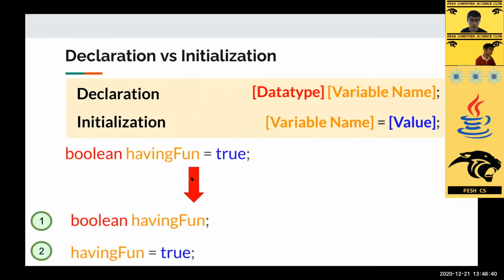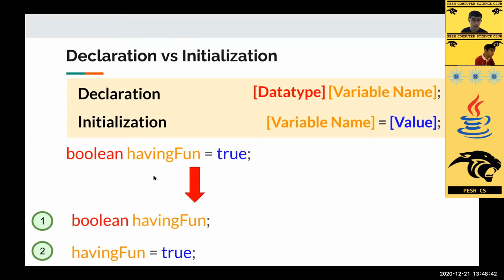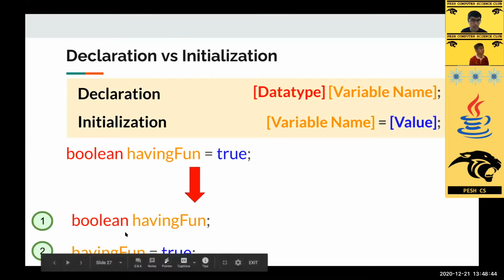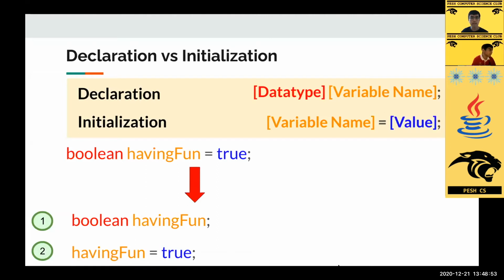Boolean having fun equals true. We can split it into two lines by saying Boolean having fun. And this first part over here will create the having fun variable. And then later on in our code, we can say having fun equals true. And that's actually giving it a value.